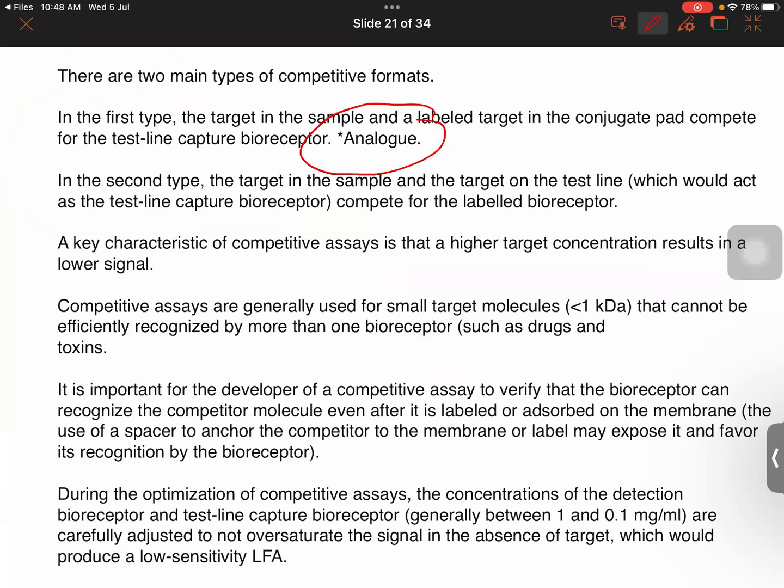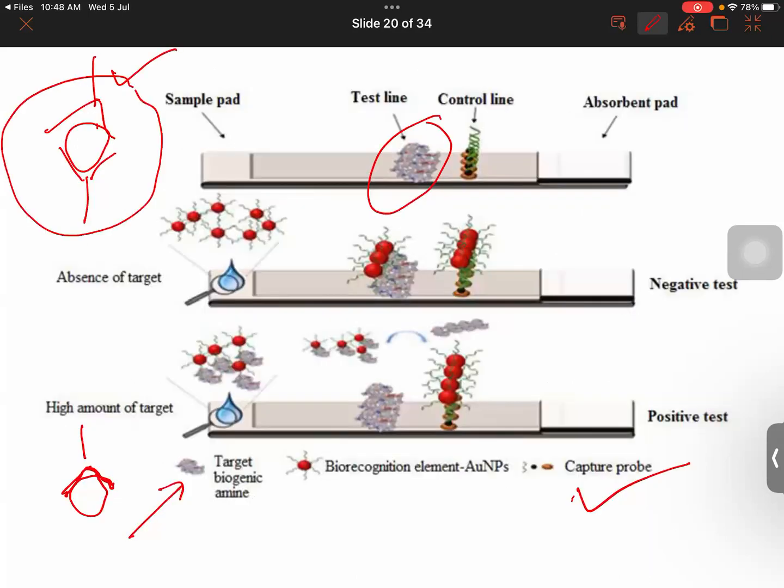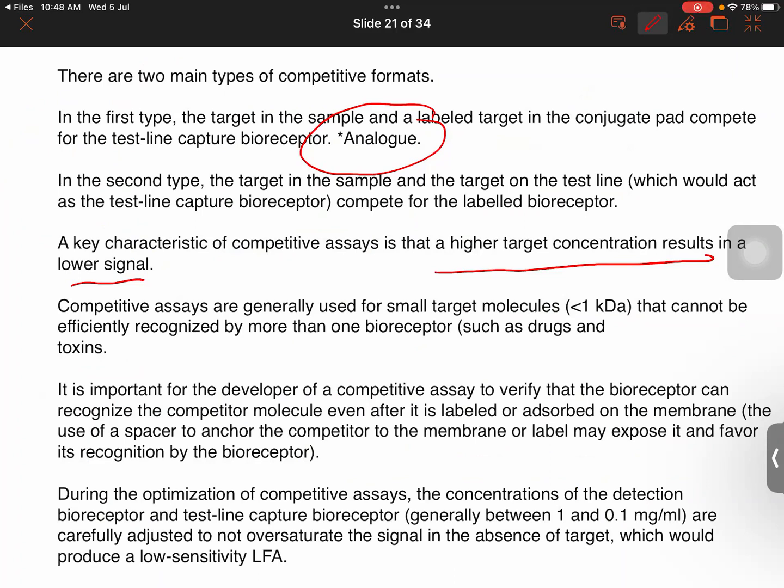And the key characteristic is that a higher concentration results in a lower signal. So as I mentioned, if the reading is positive, meaning the analyte or the target is there in the sample, you're going to get a less intense test line compared to the negative samples. Okay. Competitive assays are generally used for small targets. It's very useful if you have small molecule targets, small proteins, because there are some diseases where you wish to detect the biomarker, but it is a small molecule protein. So the competitive assay is very important.